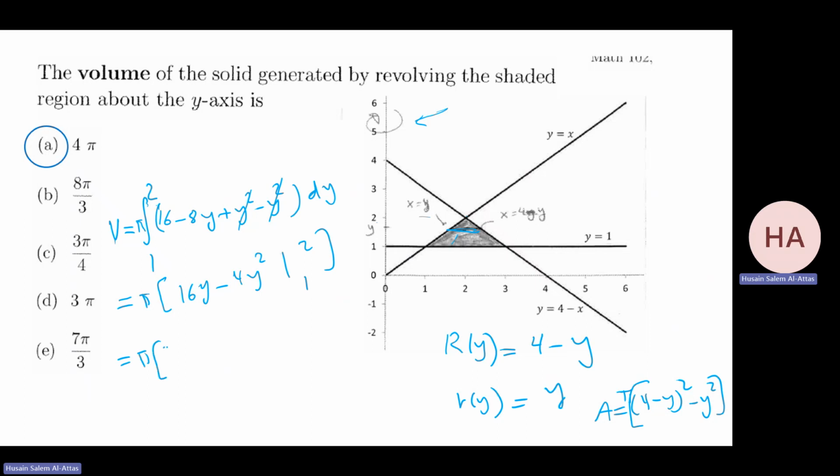Pi times 32 minus 16, minus 16 minus 4. That will be pi times 16 minus 12. That can be 4 pi, which is this.